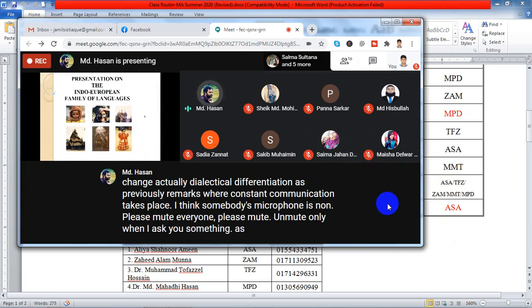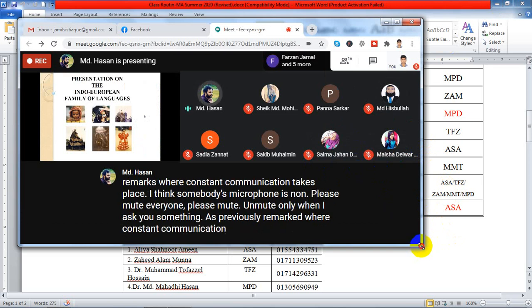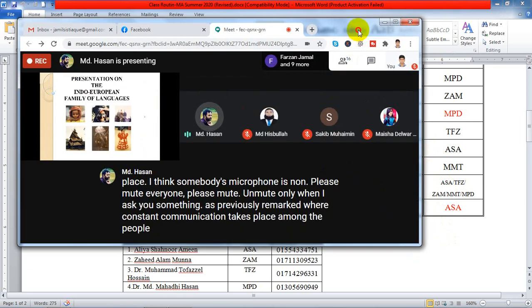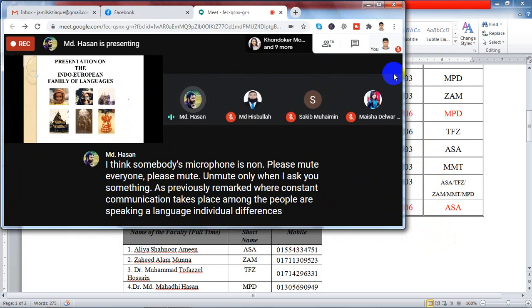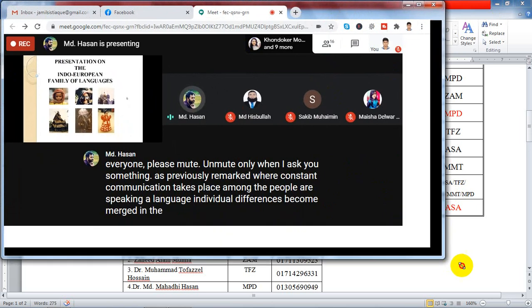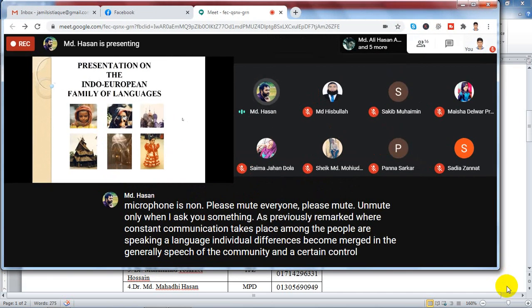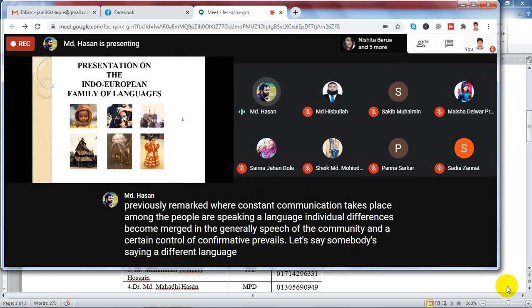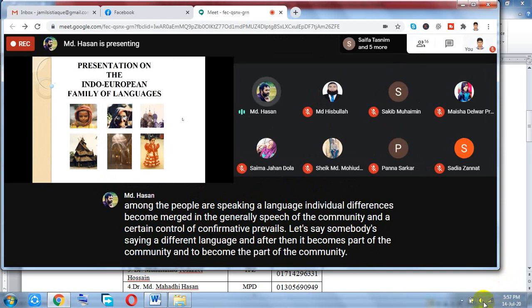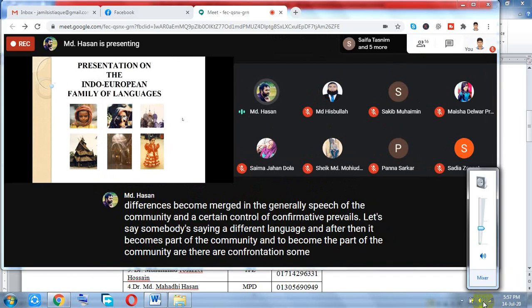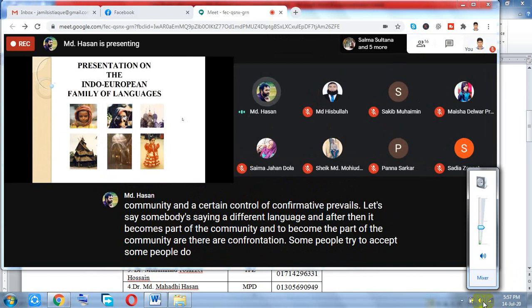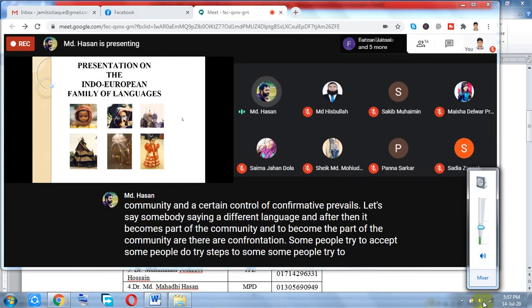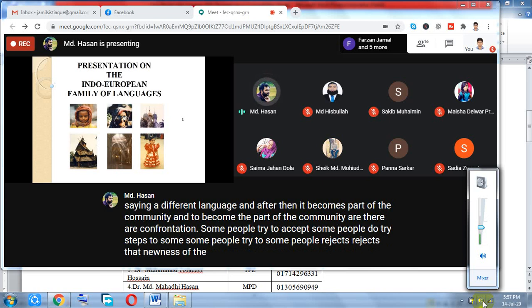As previously remarked, where constant communication takes place among the people speaking a language, individual differences become merged in the general speech of the community, and a certain conformity prevails. Let's say somebody is speaking a different language, and after that it becomes part of the community, and to become part of the community, there are confrontations. Some people try to accept, some people reject that newness of the language or language change.